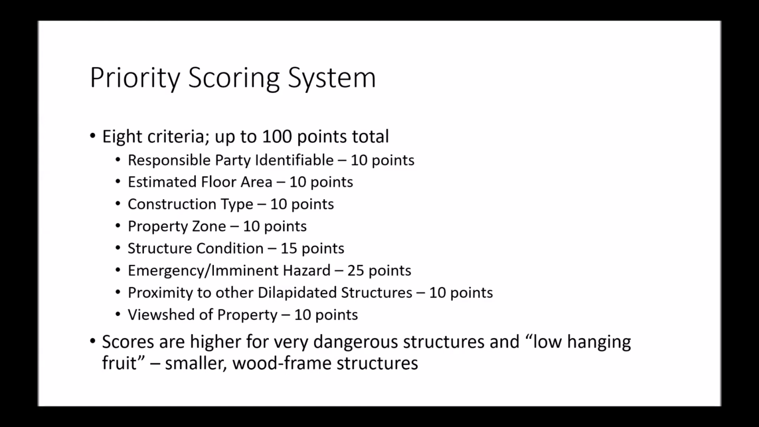So if I view certain things at that property that make it an imminent hazard, it's 25 points. The proximity to other dilapidated structures, and this one is interesting for us because we wanted to view it based on, are there other dilapidated structures near this property? Because if there are, maybe it would do better for the city to knock them all down in one fell swoop, compared to, is this an isolated structure off to itself? It's not harming anybody, but it's still dilapidated. But we're going to be only knocking down one structure at that time.